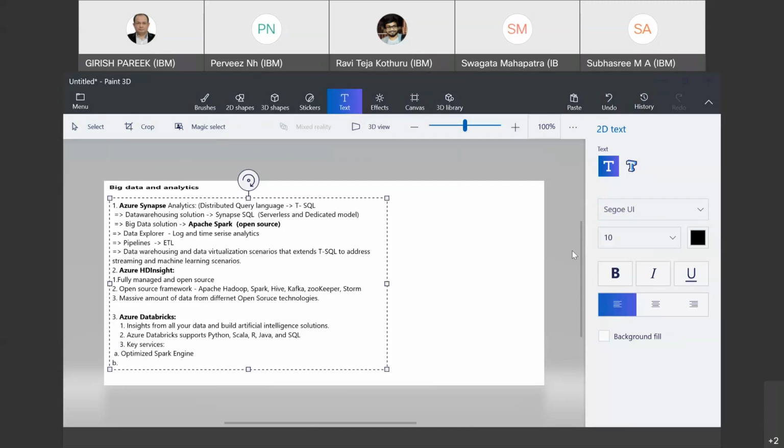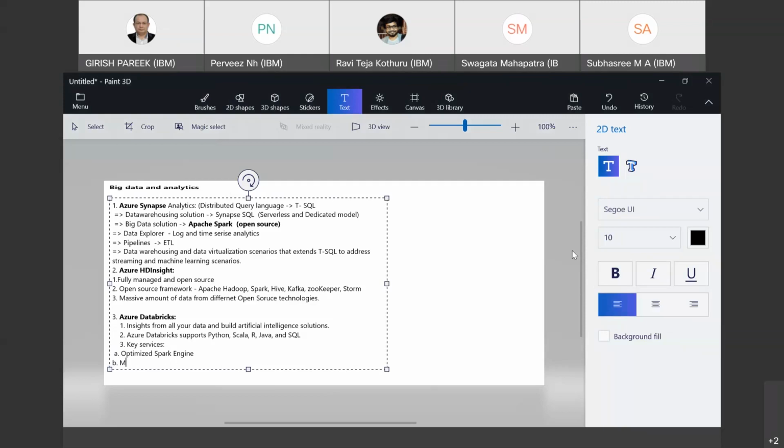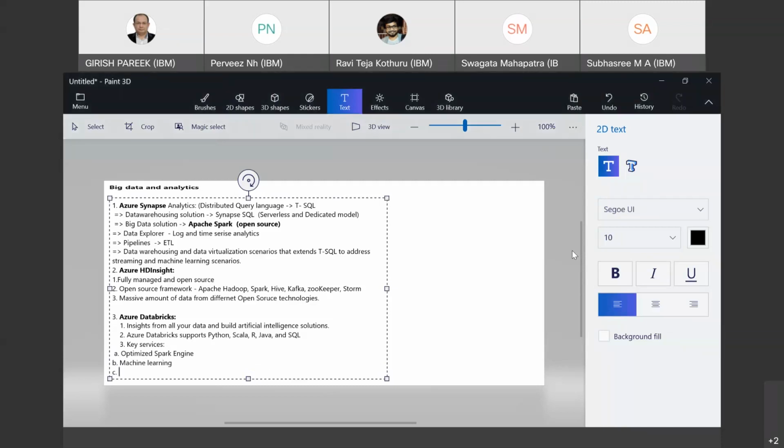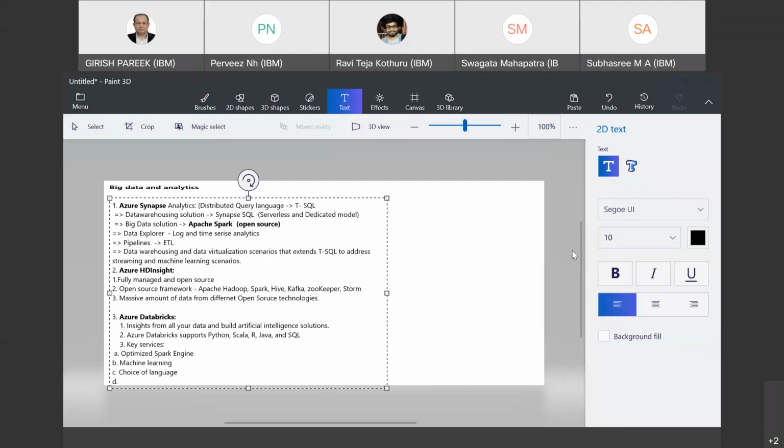Next, it provides the machine learning models such as PyTorch, TensorFlow, etc. Then it provides different choice of languages, which are the traditional and the new ones. Whatever you wanted to use, you will be able to use it. In the traditional, like Java and .NET, and in the new, now we have Python, Spark SQL, Scala and all, right?